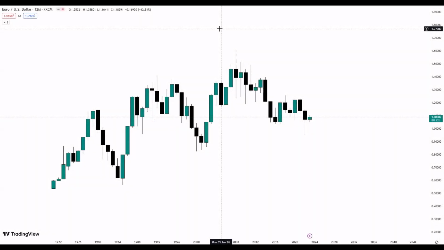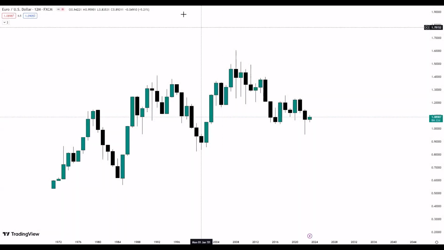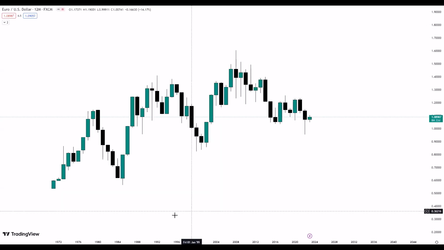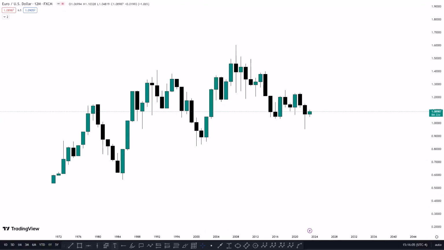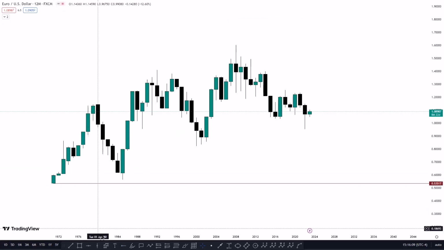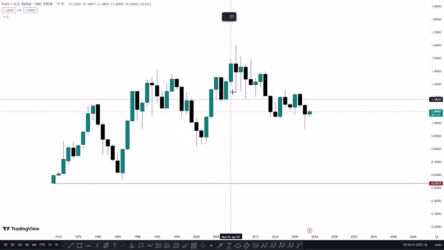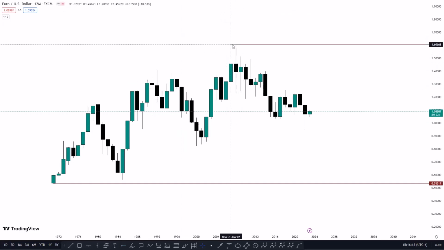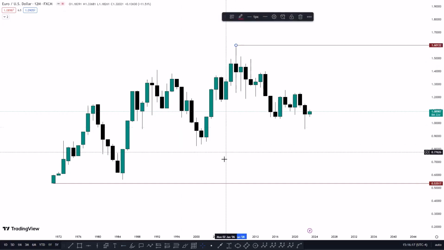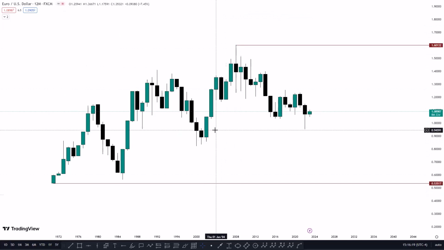What I'm telling you is this: you have to look at your chart and try to mark the highest point you see in your chart and the lowest point you see in your chart. This is the lowest point you have in our chart, and this is the highest point you have in our chart, as you can see.